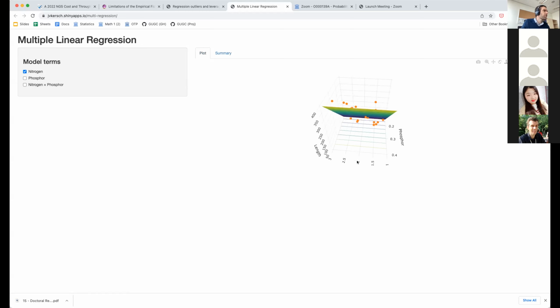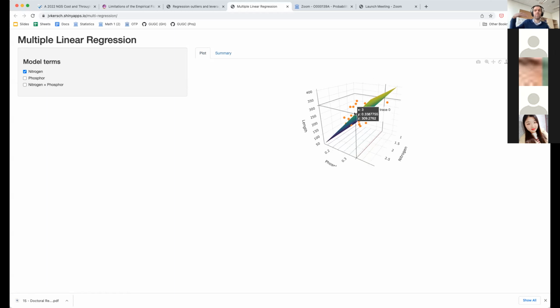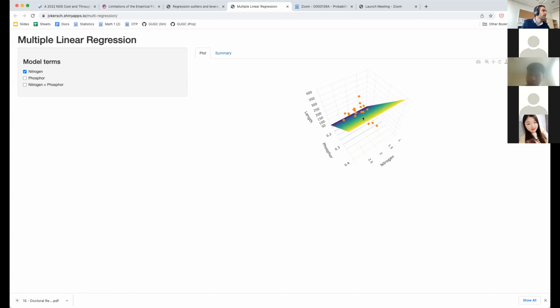If we include nitrogen, now you see we have a plane, but it's a plane that's at an angle. And you can see the value of phosphor on this axis that I'm pointing at doesn't matter. It's only the nitrogen that makes a difference.